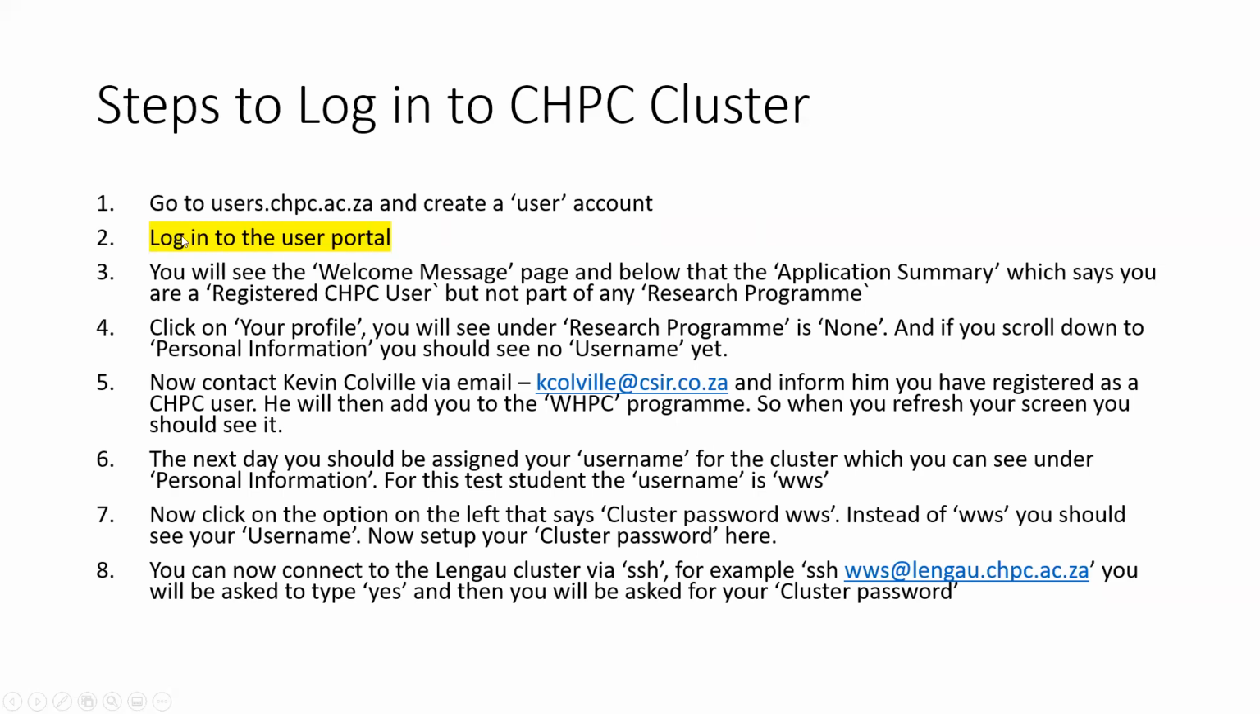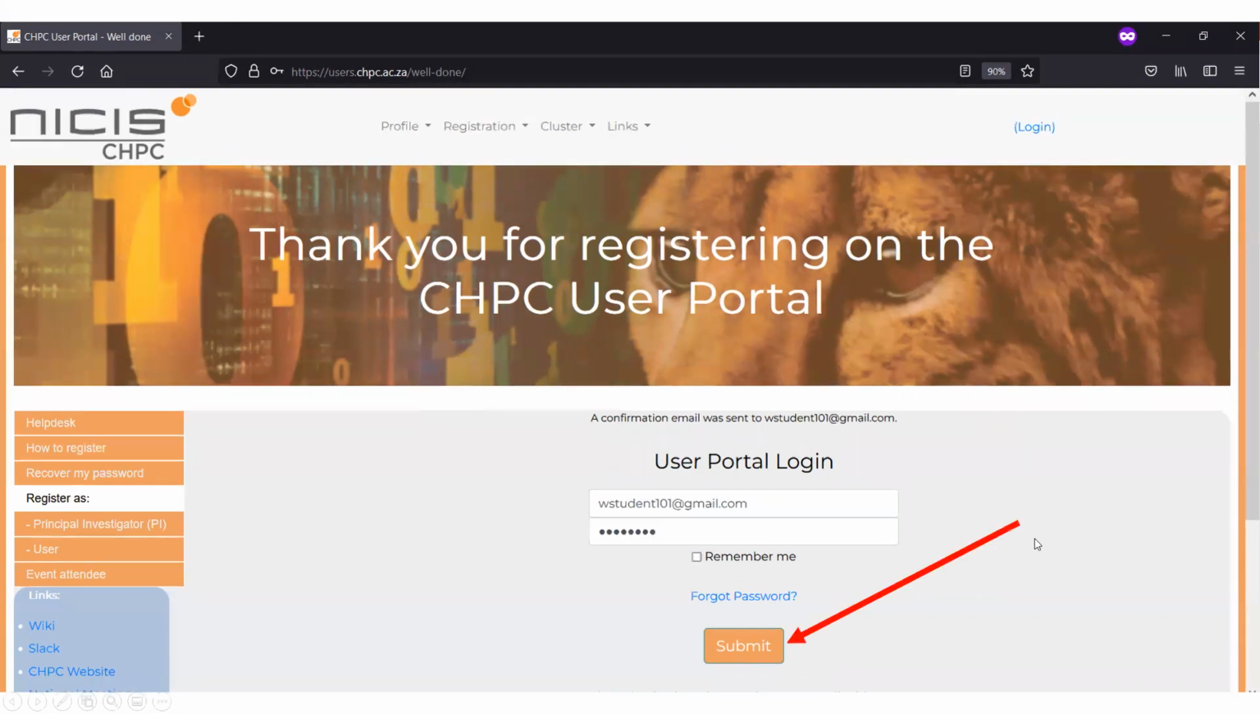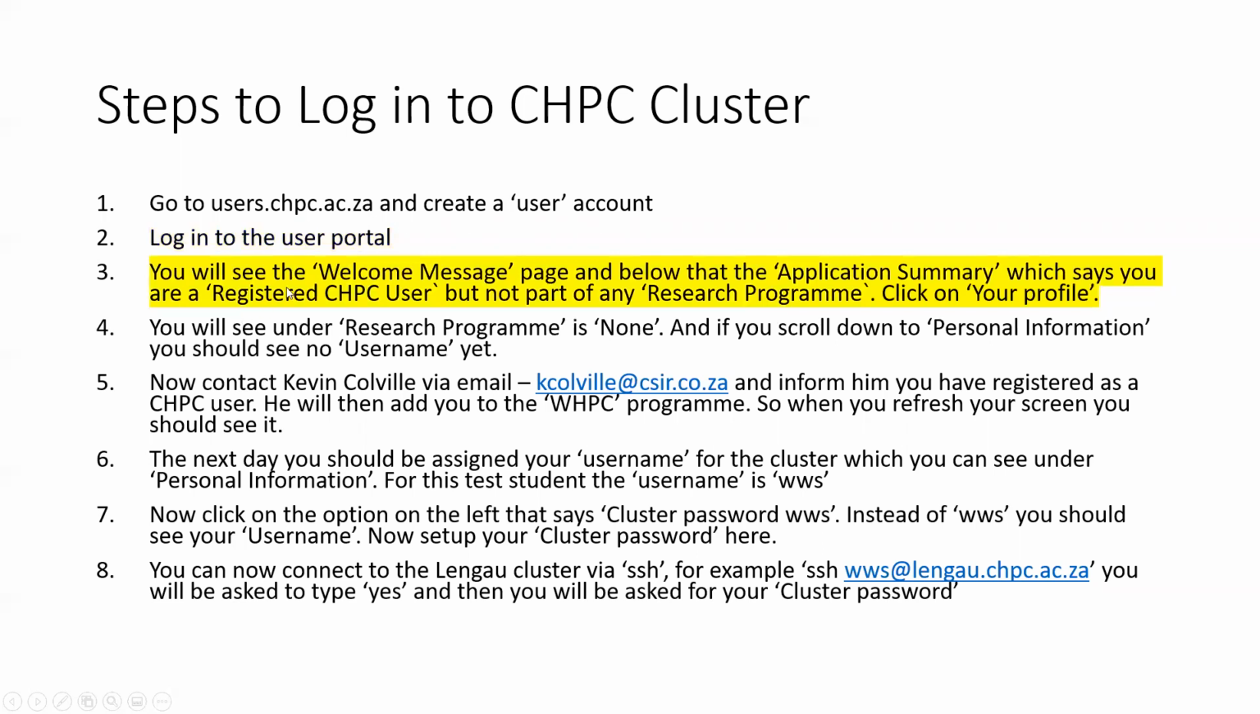Once you've done that, you can log into the user portal. So once you've registered, you can use your email address and the password you created when you registered and click on submit. You will then see a welcome message page, and below that the application summary, which says you are a registered CHPC user but not part of any research program. Now click on your profile.